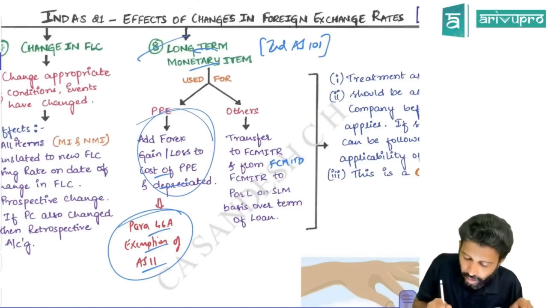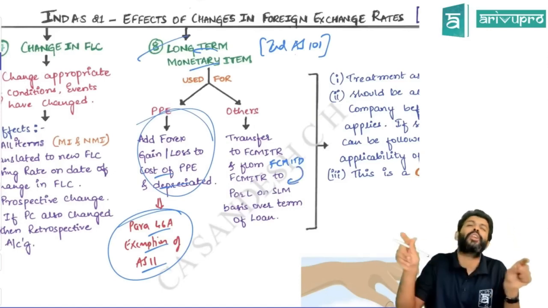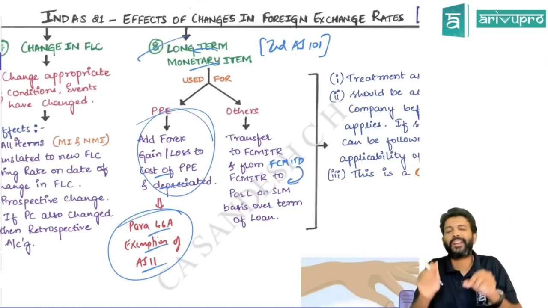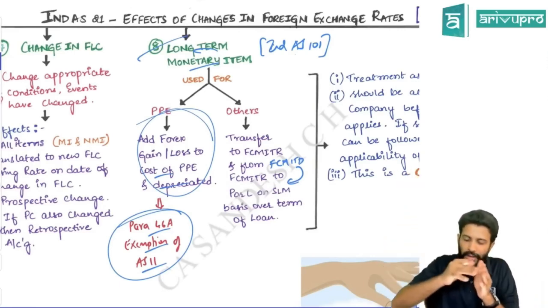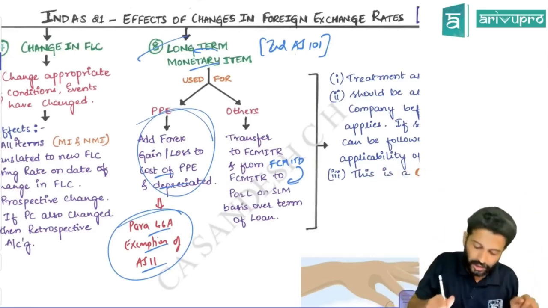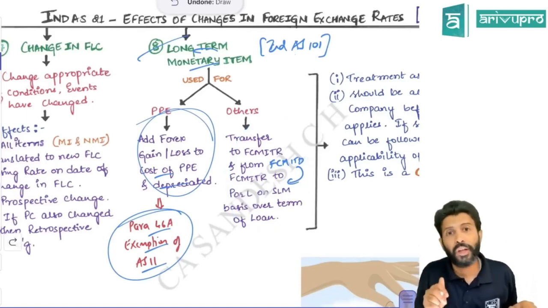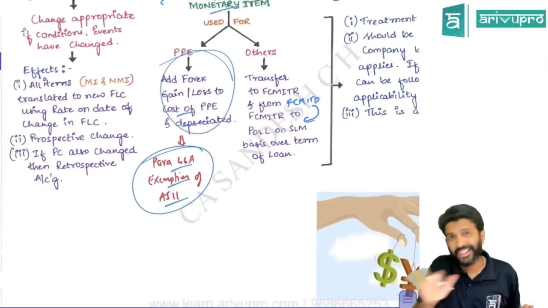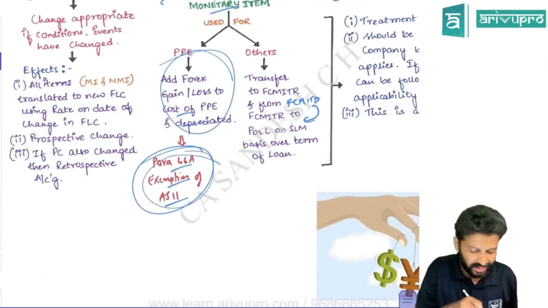And from FCMITD or FCMITR, it will go to P&L over the loan duration. If the loan term is 5 years, then over a period of 5 years from FCMITD or FCMITR, you will transfer it to P&L on a straight line basis. That is what happens. Okay, sir, but this treatment is not in IND AS 21. This treatment is given by AS 11.